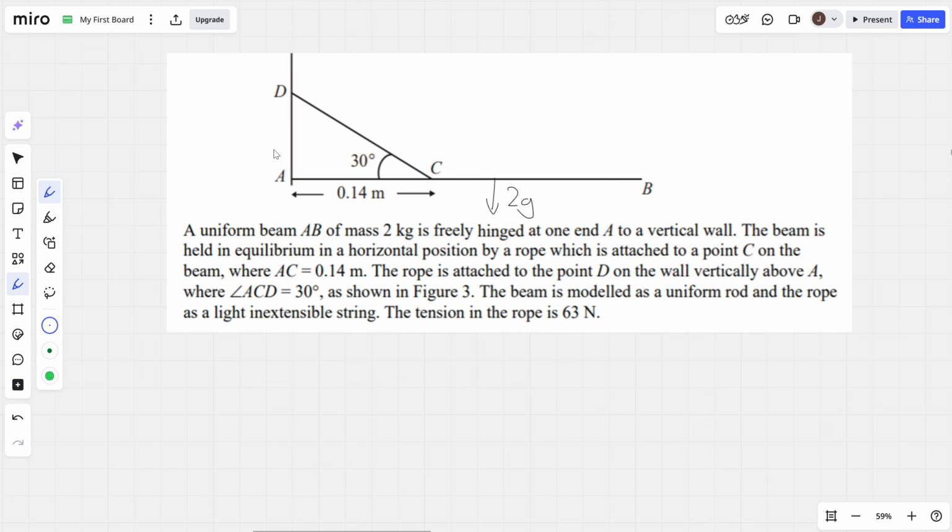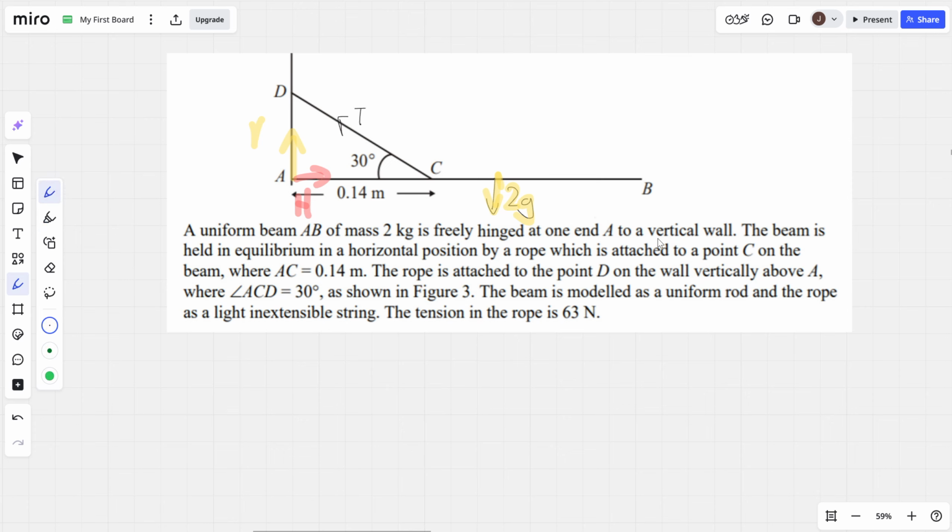What else? Let's do some color coding with it. So let's call this bit V, and let's call this bit here H, because we know that it's hinged. Let's stick with that then. So let's do that with our 2G also. This looks like it's going to be a rope. So that looks like it's going to be a tension.